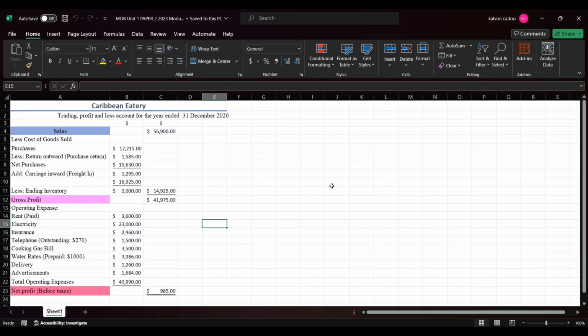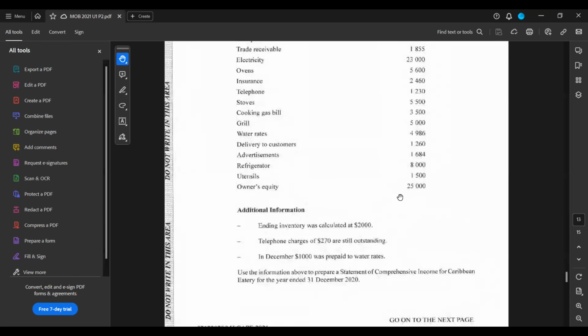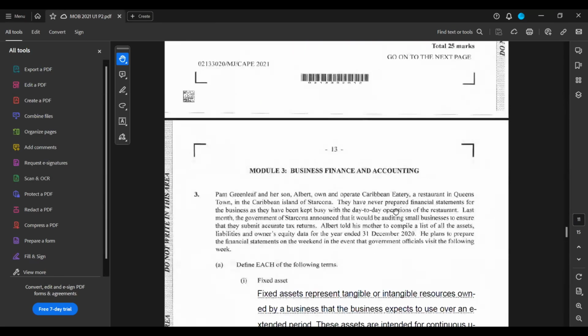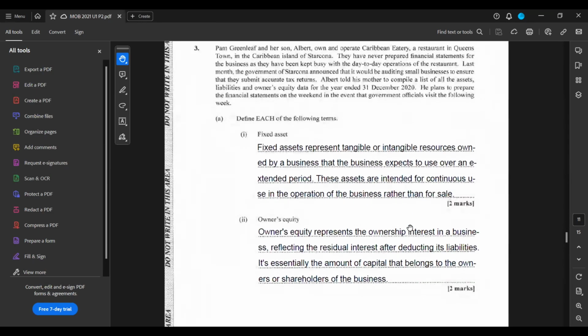And that is it, guys. Let's go back to the document. Yes, that is it. And if you guys want, you could read the scenario that is given, but we didn't do it.